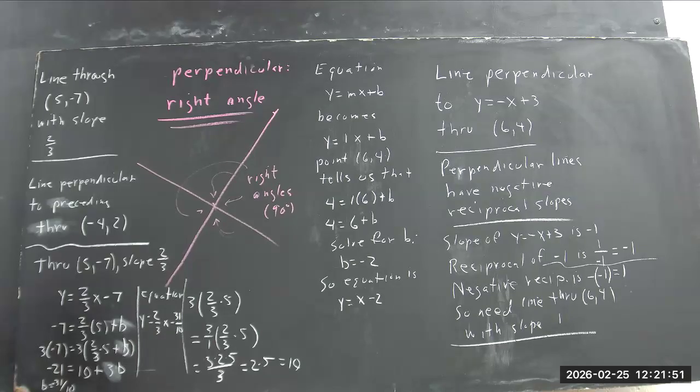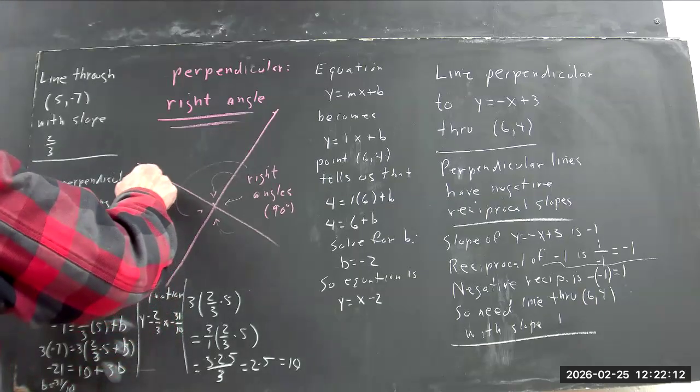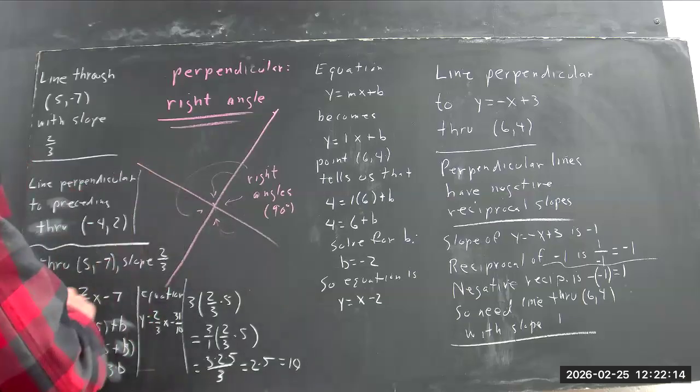Now you can also, if you memorize equations well, use the point-slope form, y minus y1 equals m times x minus x1. And that's all right too. Okay, line perpendicular to the preceding line. I'm not going to have time to do this one because we've got to get ready for the next class and you all probably have some place to go.